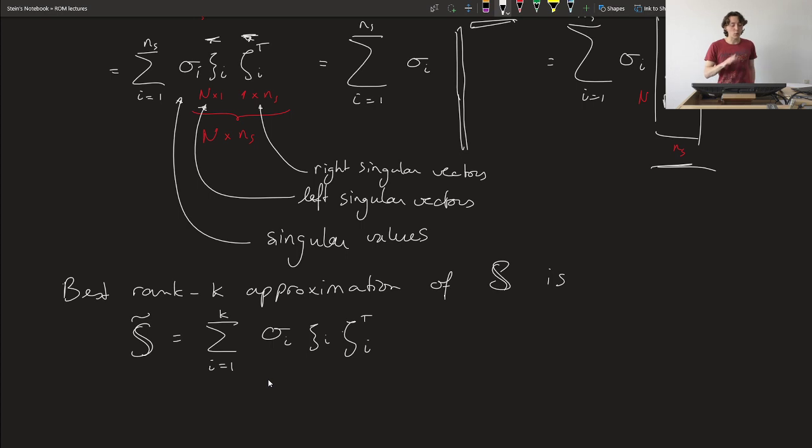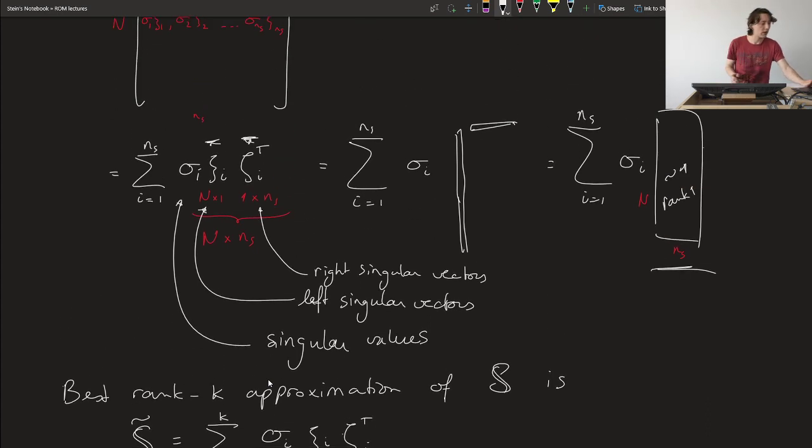Now, what we're going to talk about more in the next lecture as well is that this already gives us a pretty direct representation of the error that we're making with our reduced order model. Because all the sigmas that we're not taking into account, from k plus 1 until Ns, represent exactly the amount of error that we're making. And we have actually pretty strong theorems for something like that.